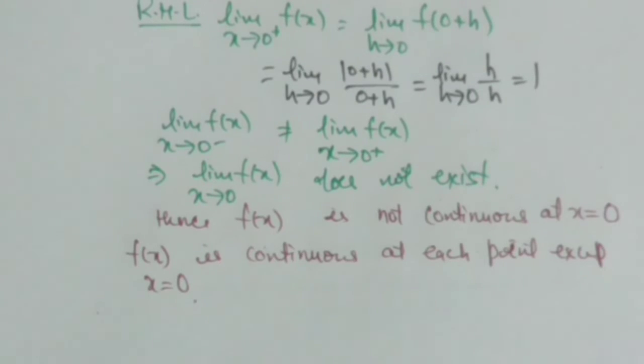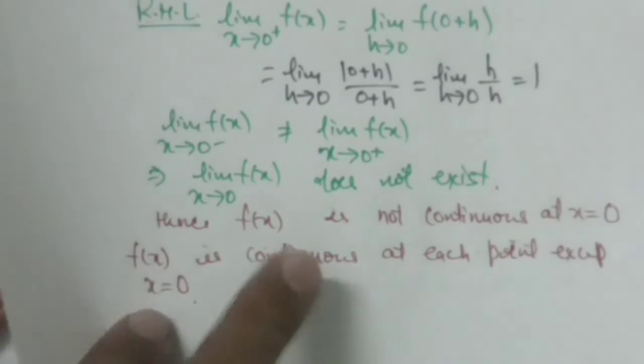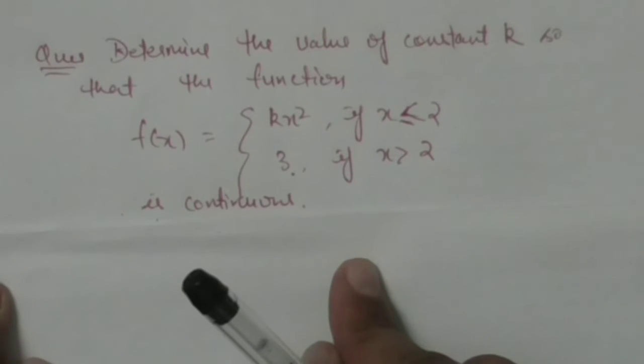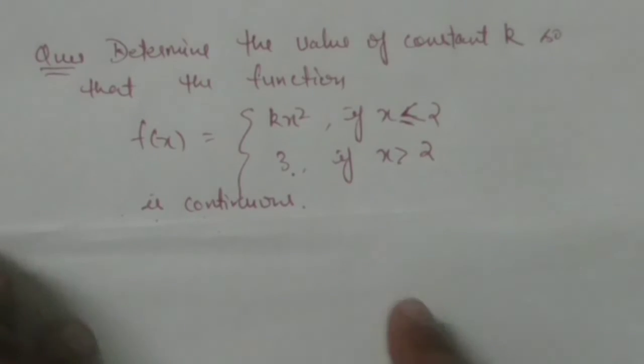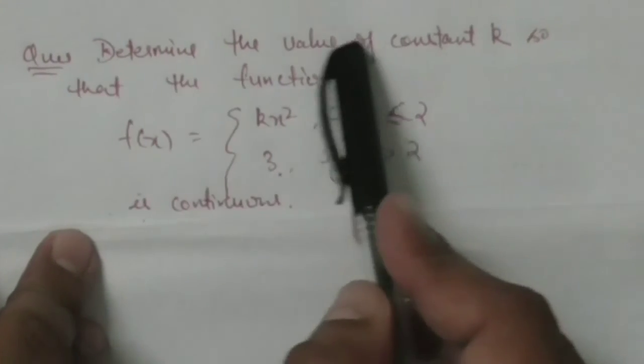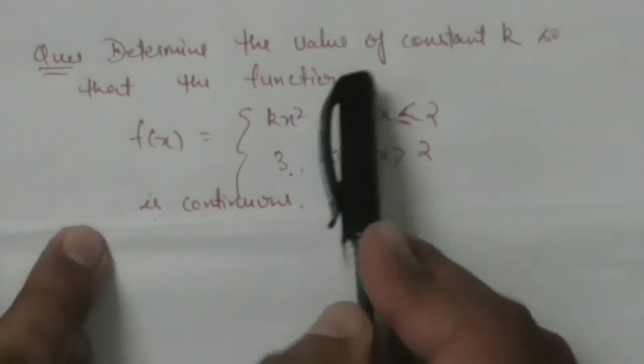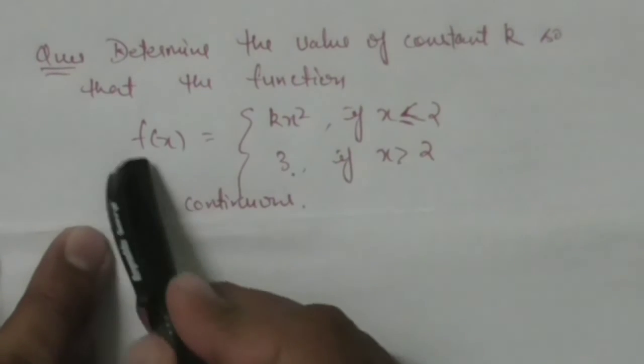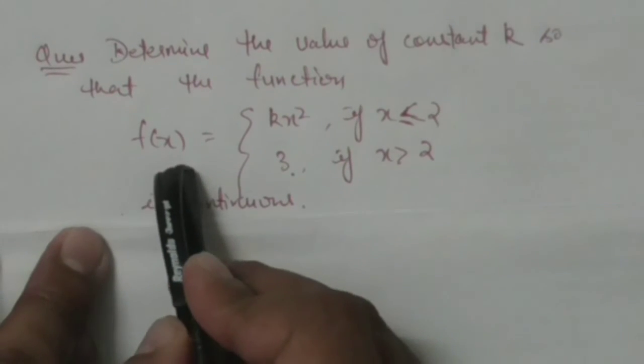Now there is one more question like this. It is little bit typical. Now we will solve that question also. Now let us solve this question. This question is, determine the value of constant k so that this function f(x) is continuous. See the definition of this function f(x).